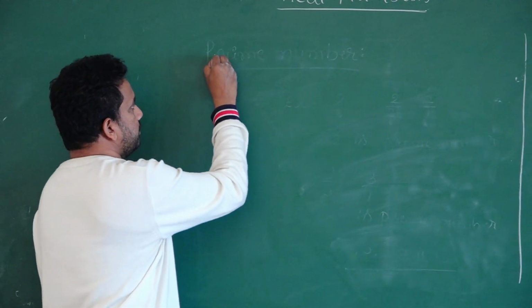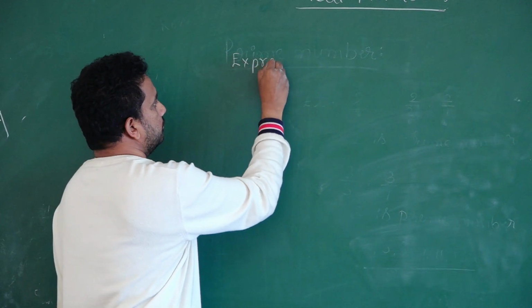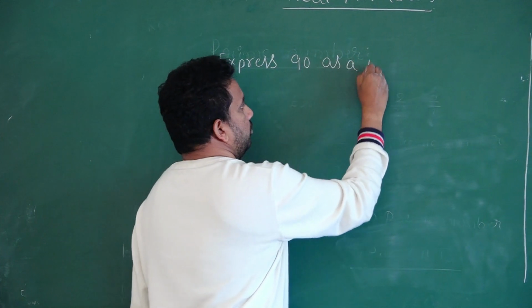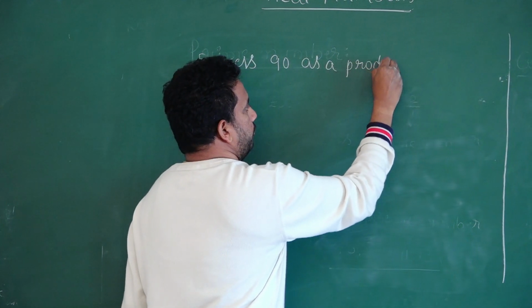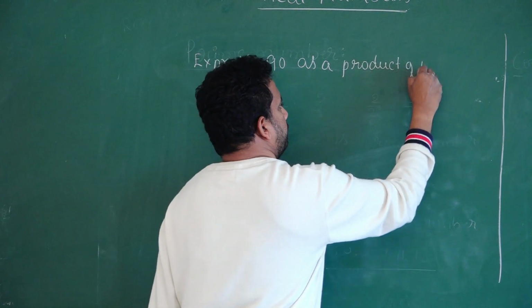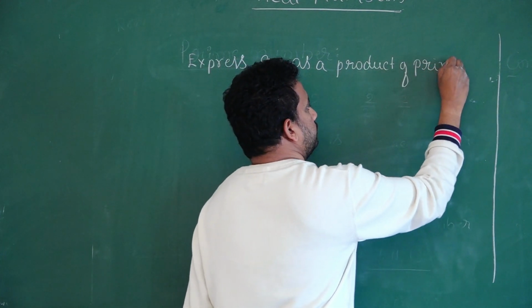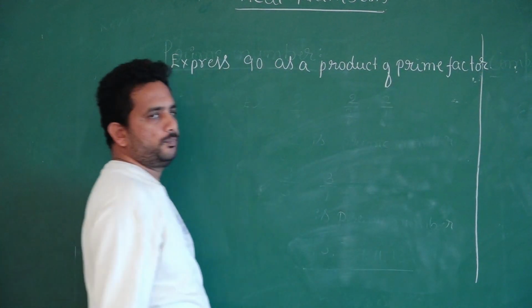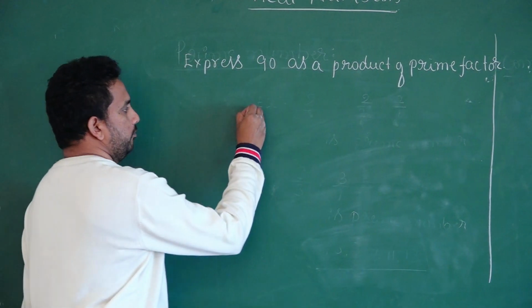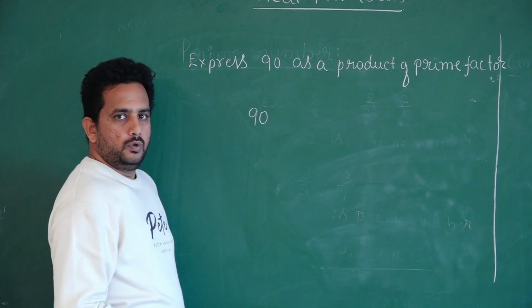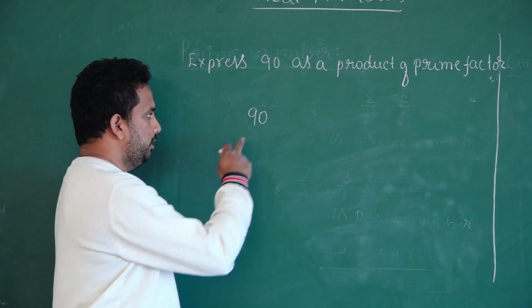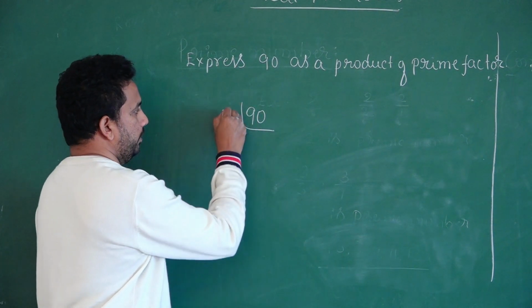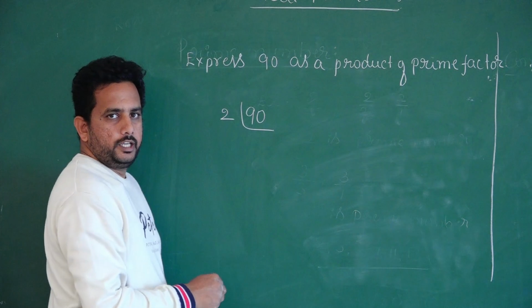So express 90 as a product of prime factors. Okay, so this one we have to divide only by prime numbers. So 90 we can divide by only the prime numbers. We know that 2 is a prime number, so 90 is an even number, we can divide by 2.